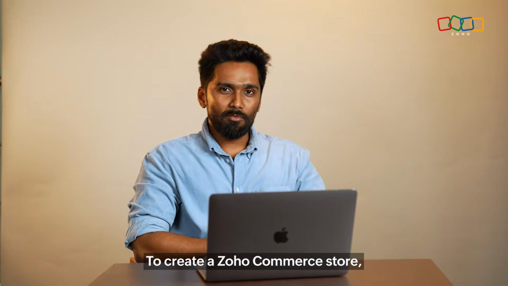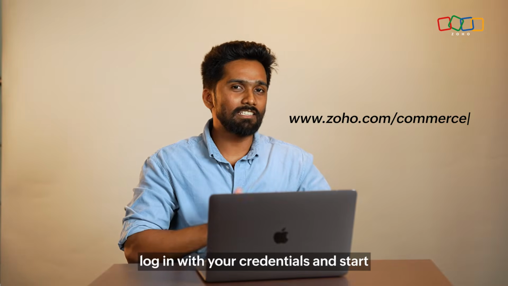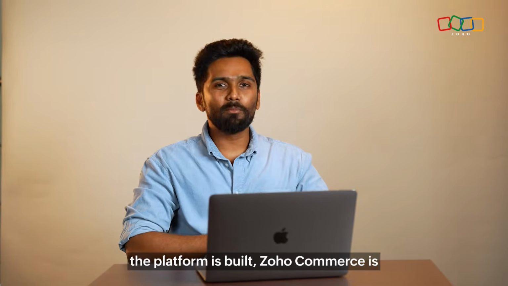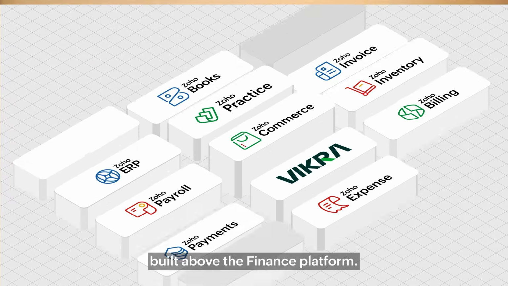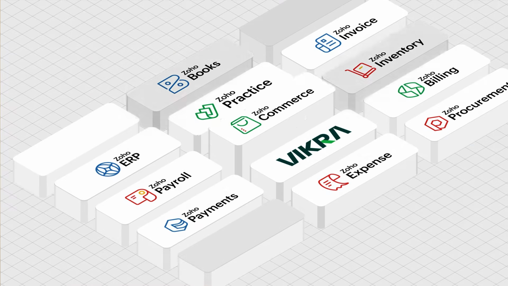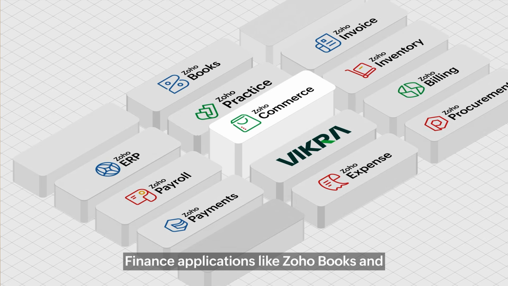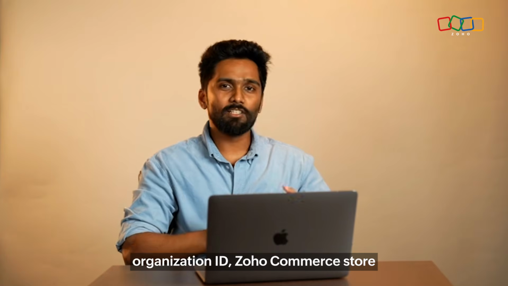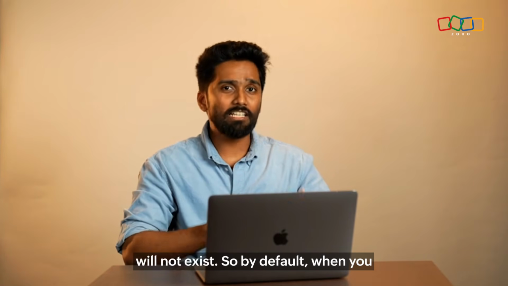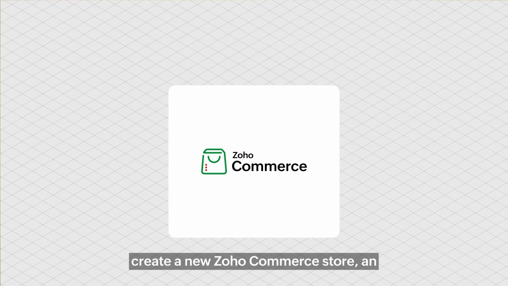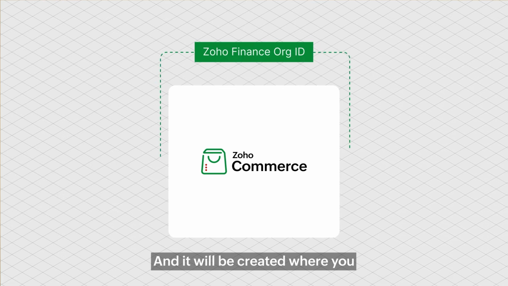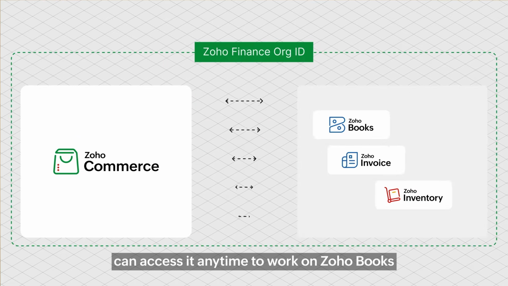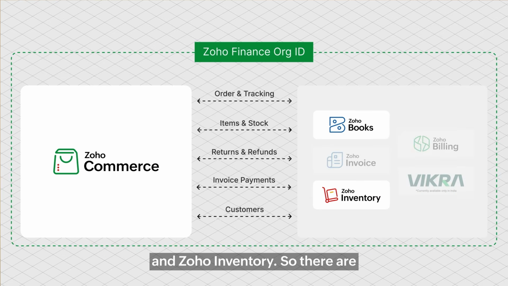To create a Zoho Commerce store, you can access www.zoho.com/commerce and log in with your credentials and start creating a store. Just to understand how the platform is built, Zoho Commerce is built above the finance platform. So it works seamlessly across all finance applications like Zoho Books and Zoho Inventory. Without a finance organization ID, a Zoho Commerce store will not exist. So by default, when you create a new Zoho Commerce store, a finance organization ID will be created, which you can access anytime to work on Zoho Books and Zoho Inventory.